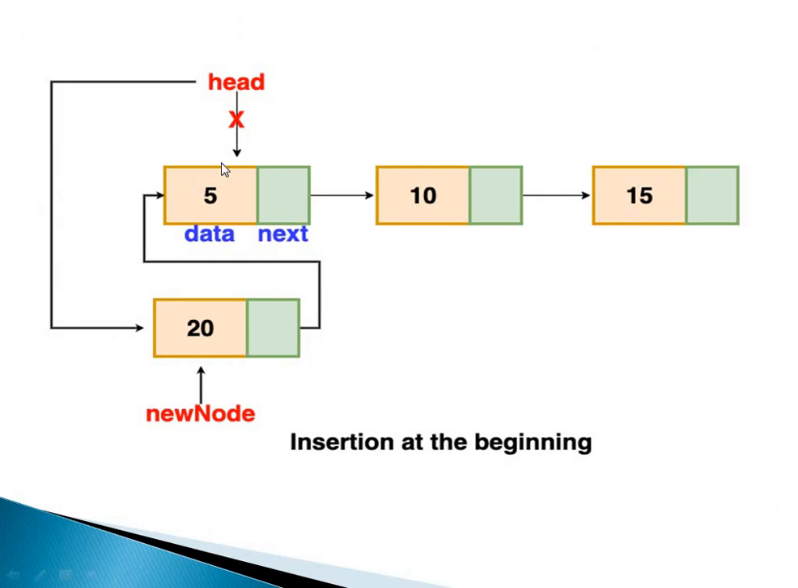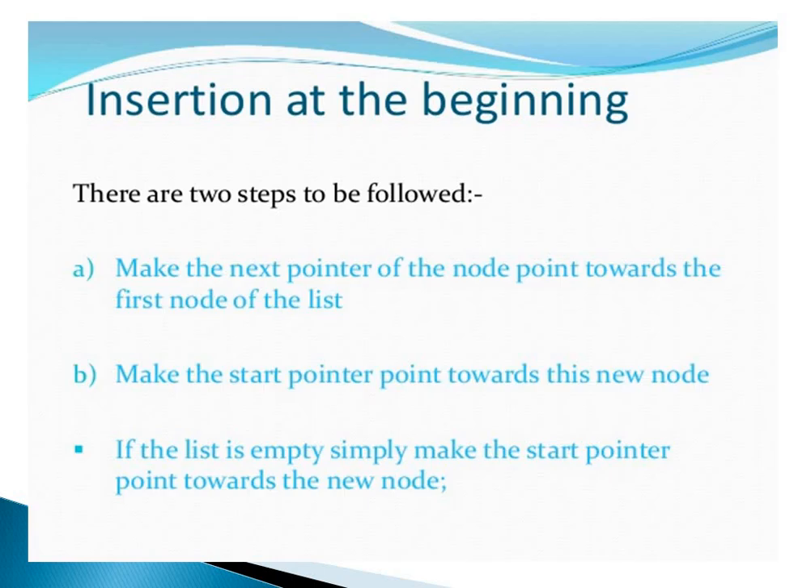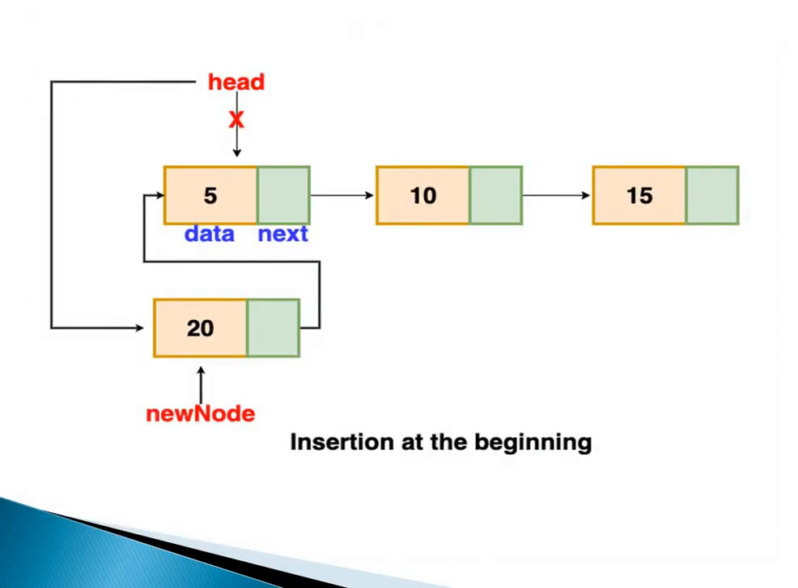If you are inserting a new node, earlier you have a list with the information 5, 10 and 15. Earlier the head pointer addressed the first node, but if you want to add a new node, this new node will become the first node, and the head pointer will point to the new node. As you can see in the definition, make the next pointer of the node point towards the first node of the list, and the start pointer point towards the new node. Always remember that this pointer will point towards the new node. This is the structure after inserting the node at the beginning.